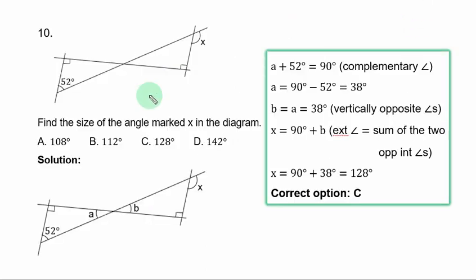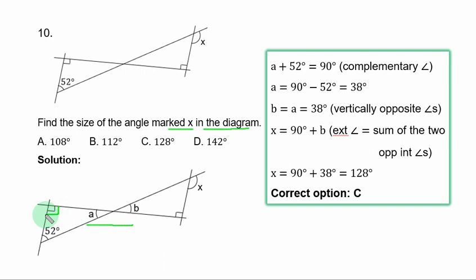Question 10. Find the size of the angle marked S in the diagram. Solution. The diagram is adjusted by marking two other angles. Now, angle A is equal to B, so you have to get angle A. This is 90 degrees. Now, if you add the three angles in that triangle, the sum is 180 degrees.